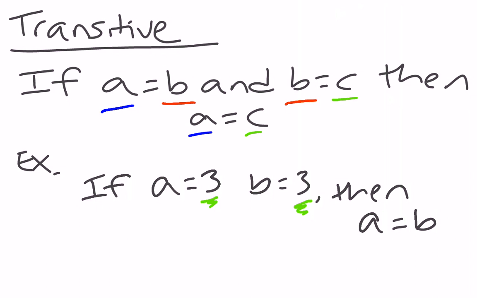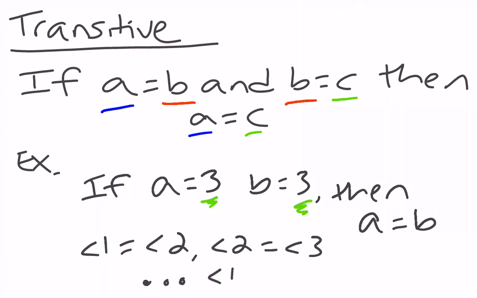So if you want another example, you might have angle 1 is equal to angle 2, angle 2 is equal to angle 3. So I'm going to put that with the dot, dot, dot. Then that means angle 1 is equal to angle 3. And when we start proving stuff next week, that is very, very handy.